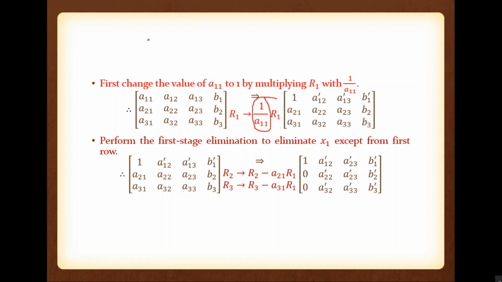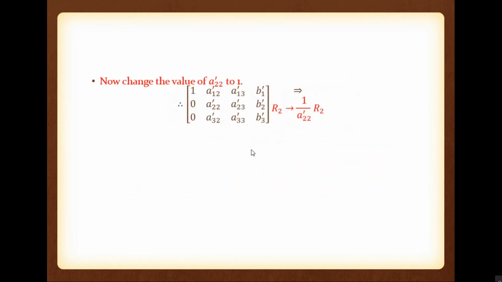So the first elimination is over. Now we are going to start the second elimination. Again, we have two steps. So what is the second elimination? The second elimination is removing the coefficients of x2 from all rows except the second row. Except from the second row, we are removing the coefficients of x2 from the remaining rows. So that is the second elimination.